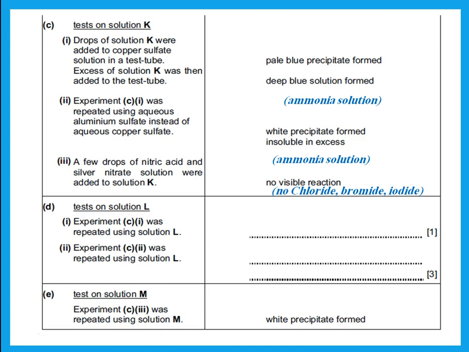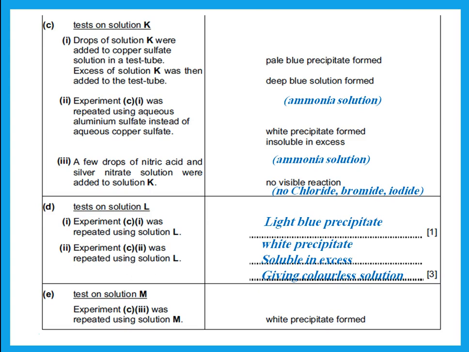Now, which one was solution L? Solution L was the sodium hydroxide. So again, if I add sodium hydroxide to something that has copper, what should I get? Light blue precipitate. And then he said experiment C2. C2 was the one where we added something to aluminium ions. So now I'm going to add the sodium hydroxide to aluminium ions. What do we get if I add sodium hydroxide to aluminium ions? I get a white precipitate soluble in excess, giving a colorless solution.